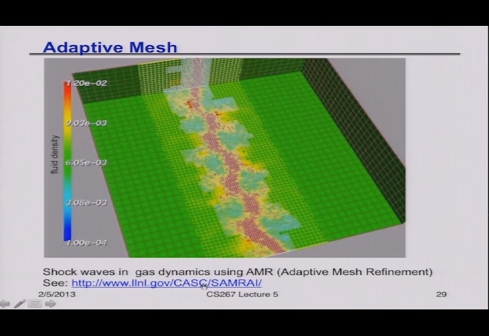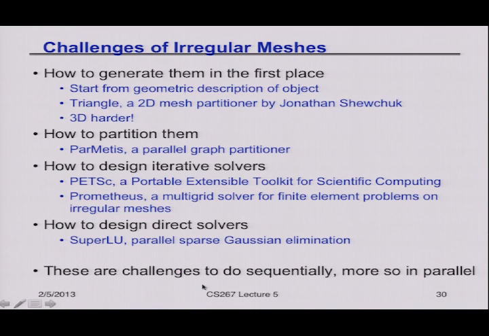There's a lot of software that people have developed. You don't have to do it all yourself. And so we have to generate these meshes. You have to start from the geometric description of the object. There's a mesh partitioner that has been built locally by some of our faculty, but there's lots of other tools that are available too. We have to do graph partitioning once we get it, and there's a bunch of tools for that. We'll have a lecture on it. Then we have the iterative solvers, and I mentioned a couple in passing, but we'll have another lecture on how you actually solve them given these irregular meshes. And then we'll also have direct solvers for some of them.